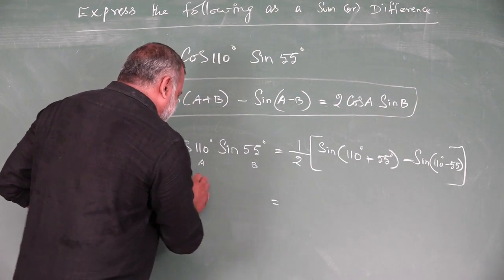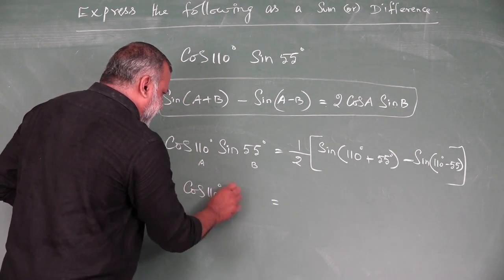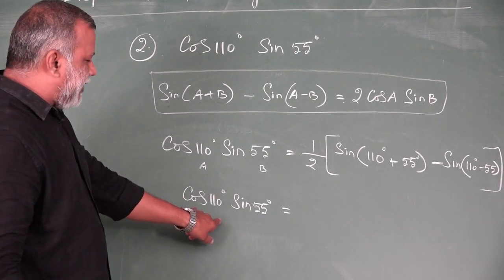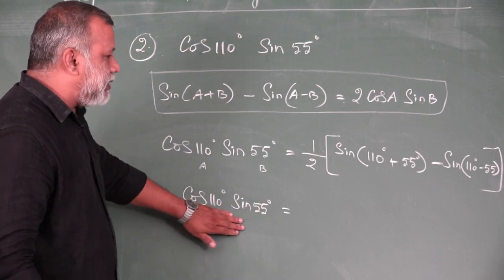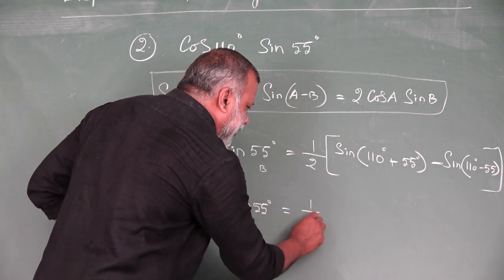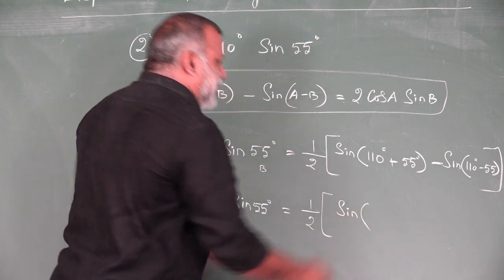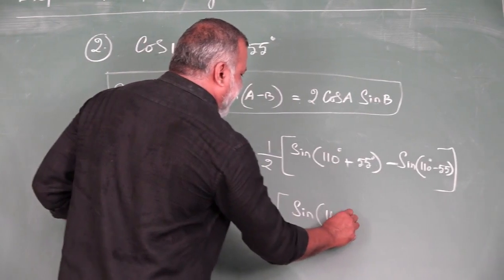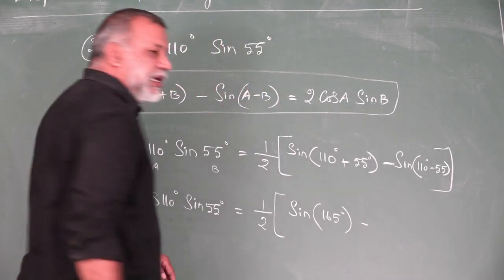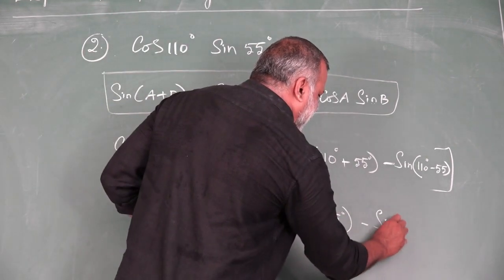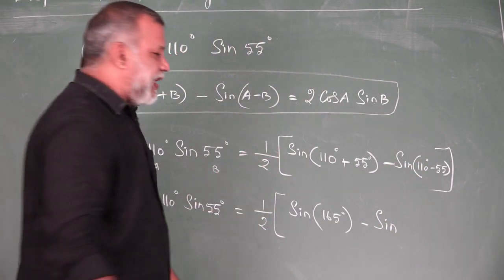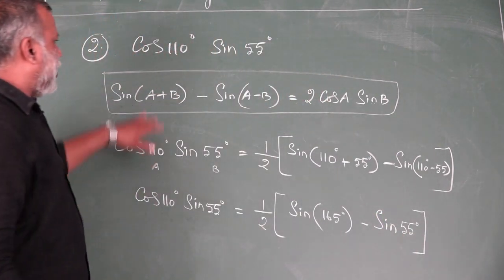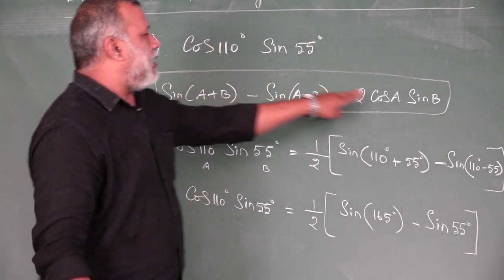Now simplify this. We get cos 110 sin 55. This is now in the form of a product. See the result: half into sin of (110 plus 55), which is 165, then in between a negative symbol, then sin of (110 minus 55), which is 55. Now listen, you have to relate this. This is in the form of cos A sin B.